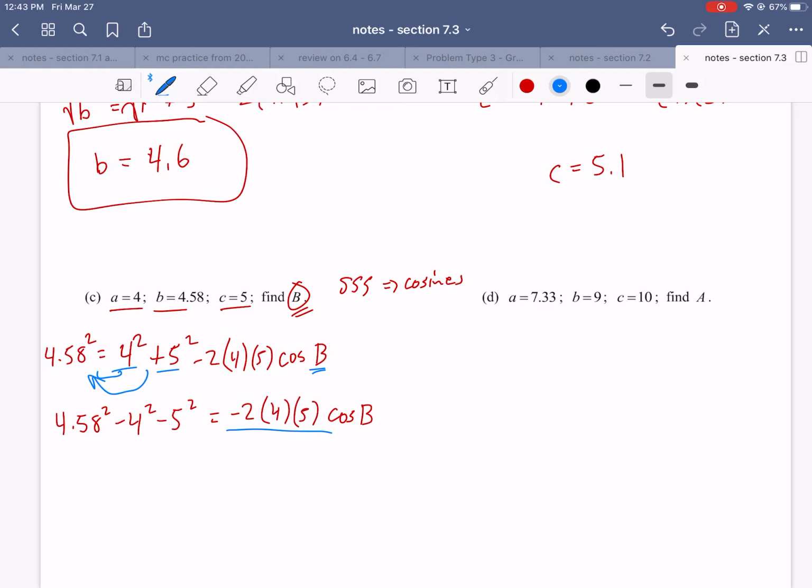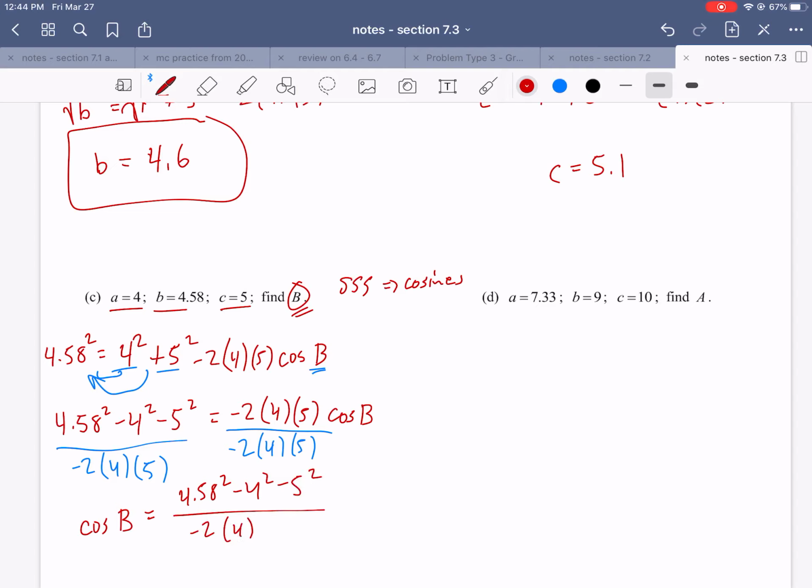Okay, the next thing we would need to do is move this to the other side. Since all of that is being multiplied, to move it to the other side, we are going to divide. So I'm going to divide both sides by negative 2. Please don't forget the negative. That's one of the most commonly forgotten things. And so what this means is that cosine of capital B is equal to 4.58 squared minus 4 squared minus 5 squared divided by negative 2 times 4 times 5.